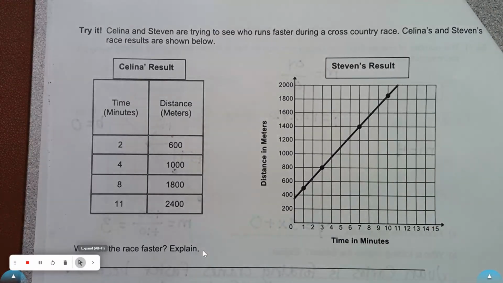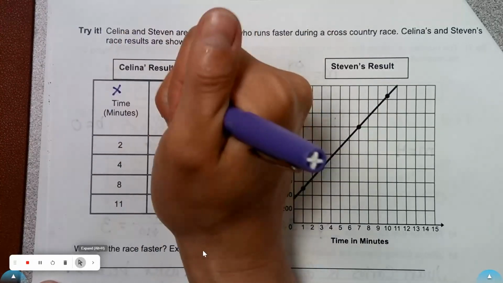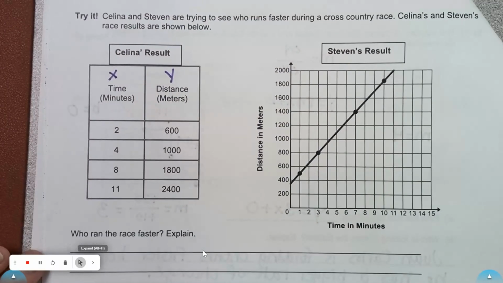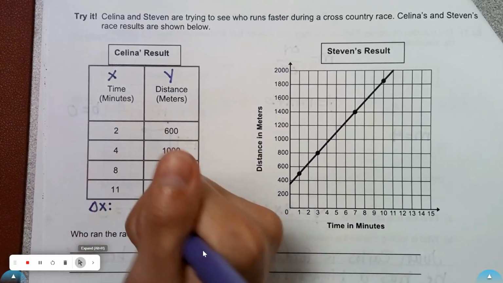All right, so I have 2 people here, Selena and Steven, and they're giving me different representations, one for each person. I have to find the slope for each person. Keep in mind, if I have a table, this is my X and this is my Y. I want to find the difference, or my change in X, and my change in Y.